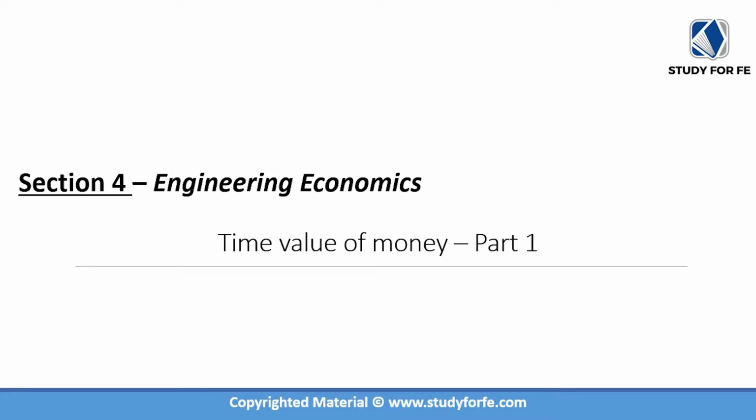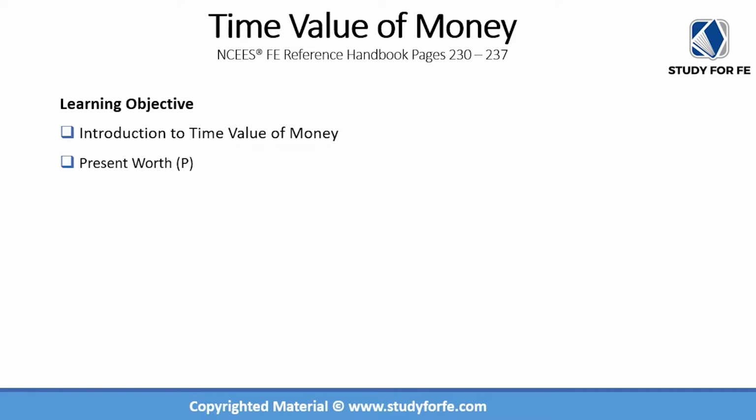Hello and welcome to this lecture on the topic of time value of money part 1, which is a subsection of section 4, Engineering Economics. Learning objectives of this lecture include understanding time value of money, and in this lecture we are going to focus on 2 out of 4 elements of time value of money. The first one which we will discuss in this lecture is present worth. In the next lecture we are going to discuss future worth, and the other 2 are annuity and gradient.